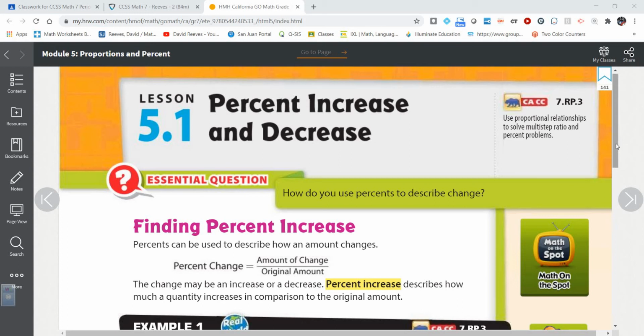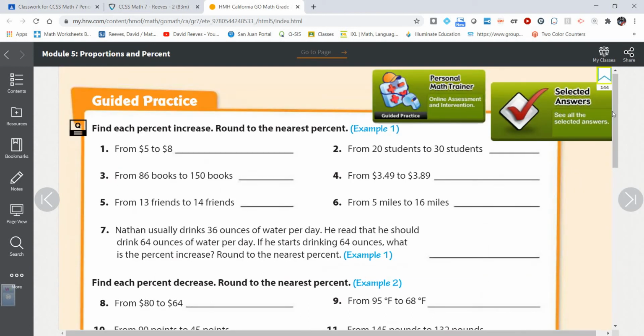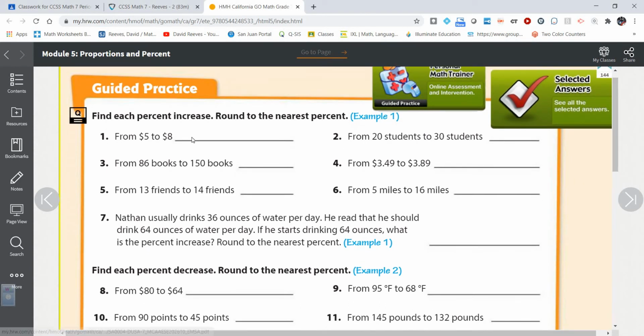I've already made 2 previous videos on this particular lesson. Hopefully you watched those, including the one that was an Ed Puzzle video. And now I'm going to work through, like I always do anytime we have an HMH assignment, some of the problems from the practice. All right, so here we go.